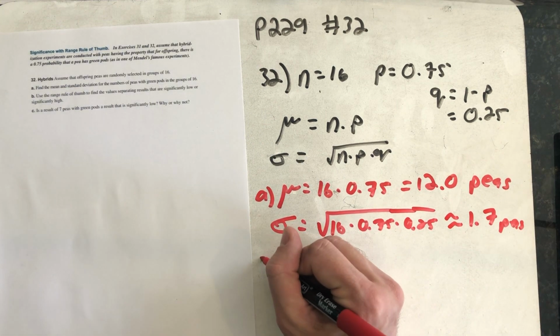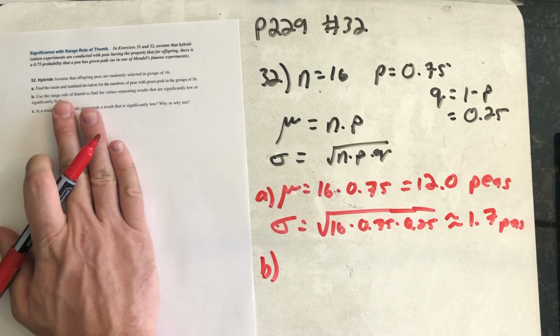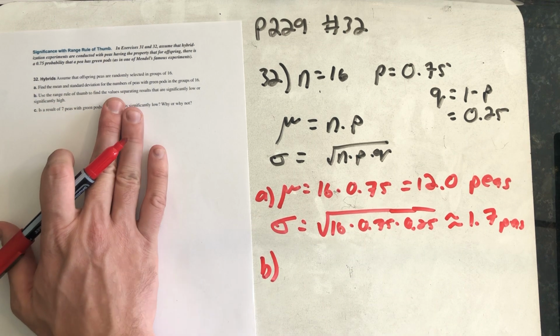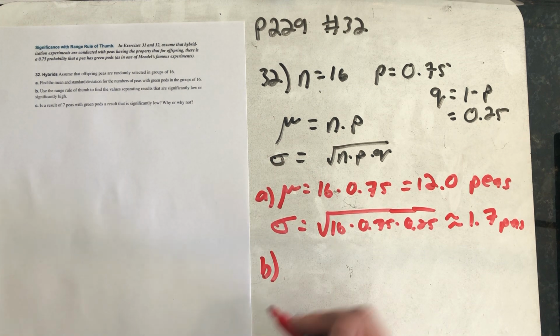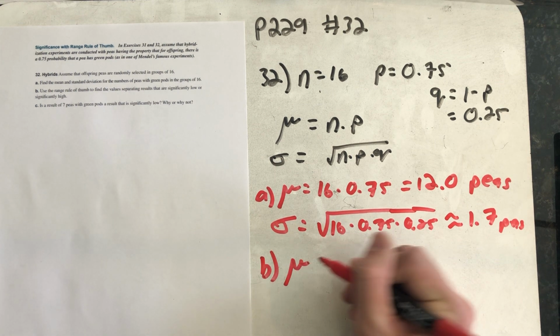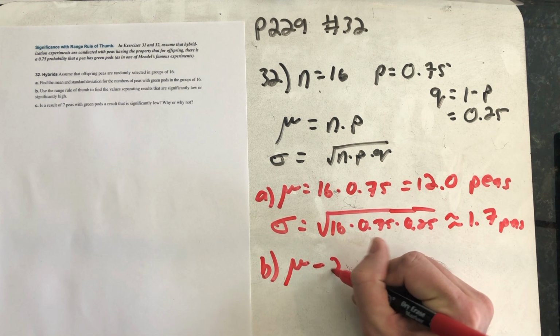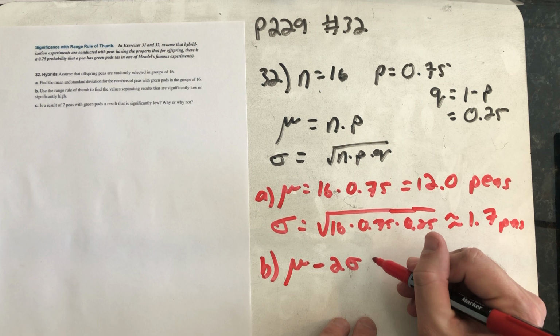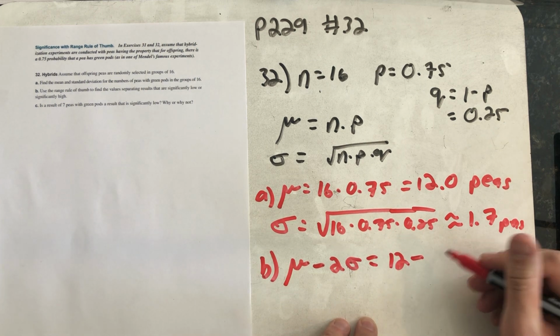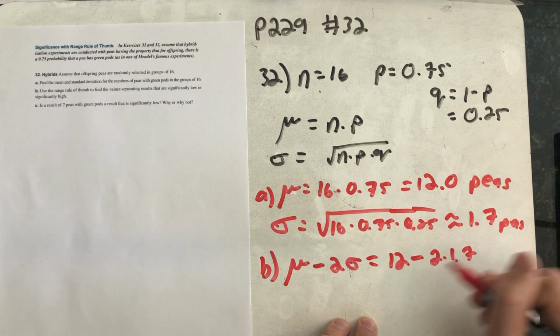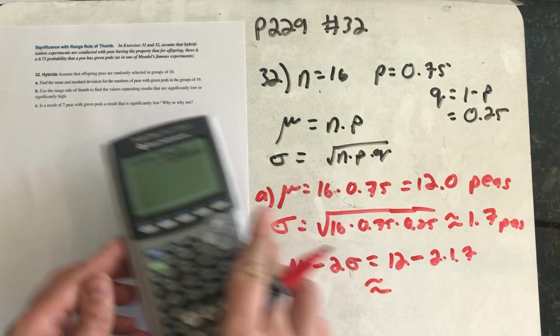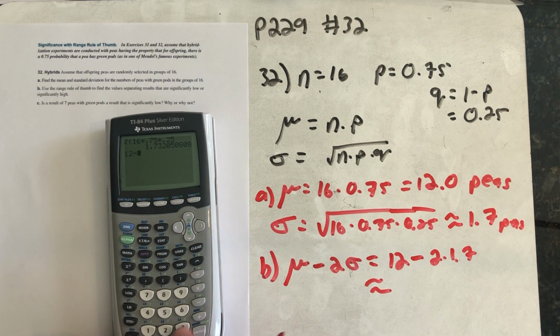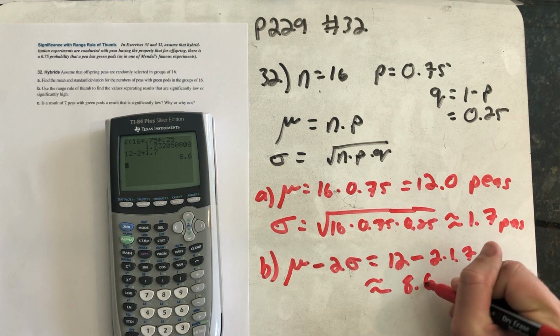Part B, use the range rule of thumb to find the value separating results that are significantly low or significantly high. Well, the value that separates significantly low from the typical data, that's the mean minus 2 times the standard deviation. So 12 minus 2 times 1.7. Again, we can use our calculator. So 12 minus 2 times 1.7 comes out to 8.6.